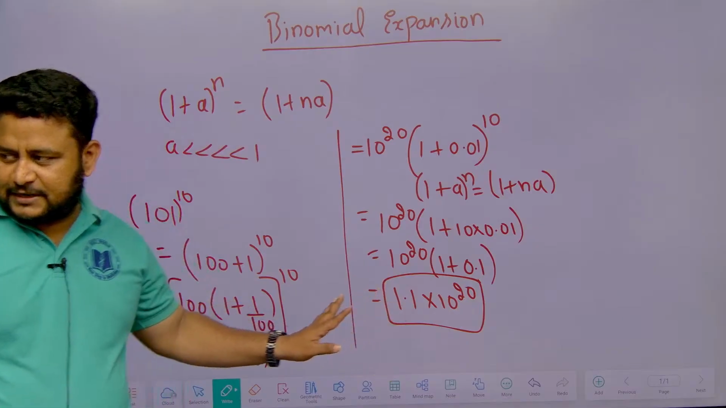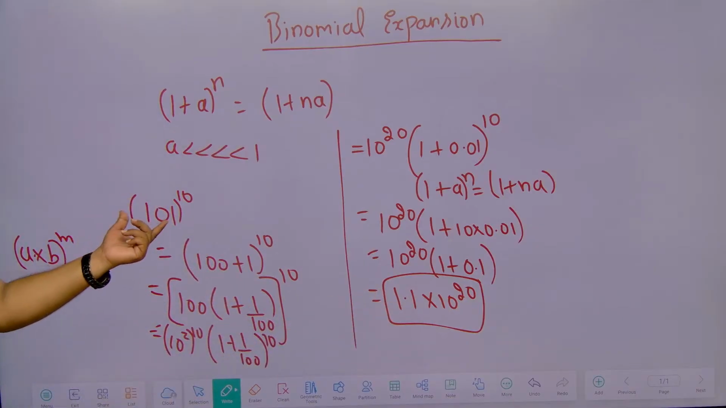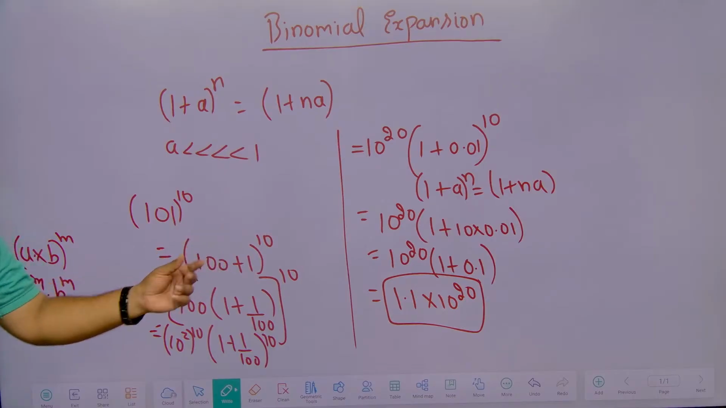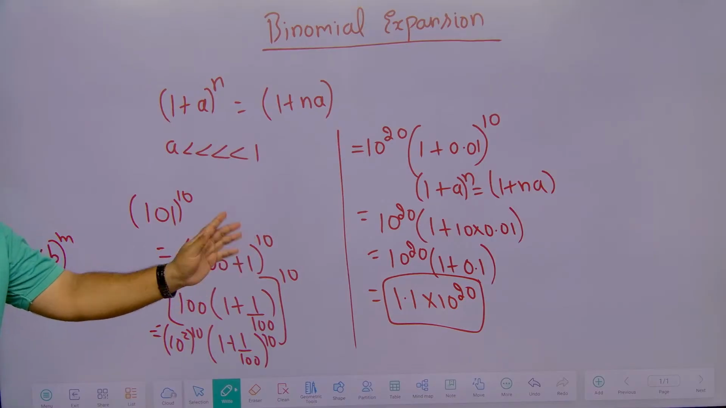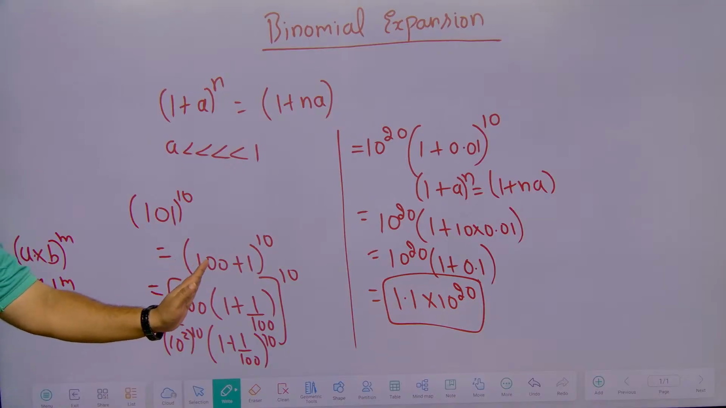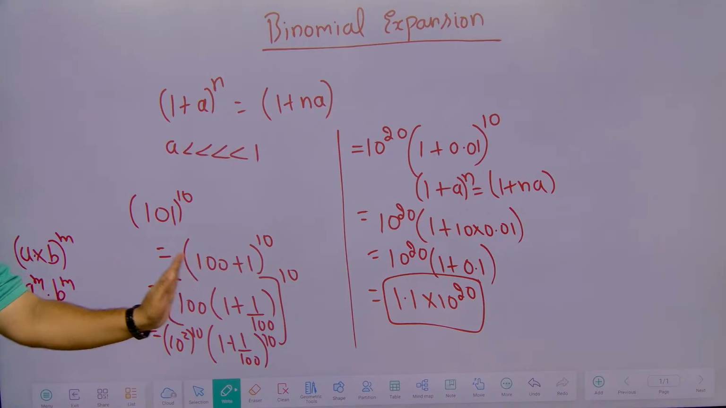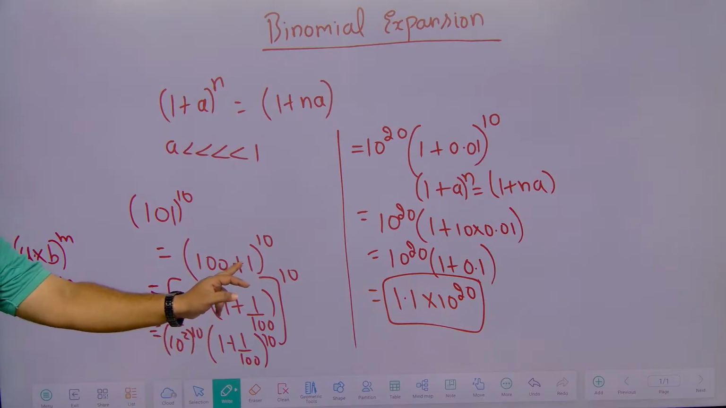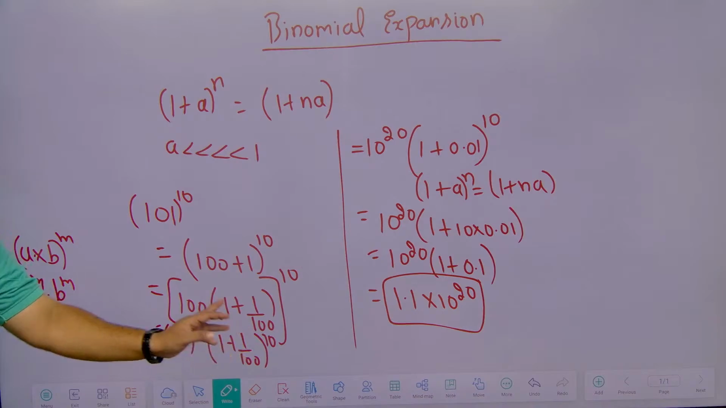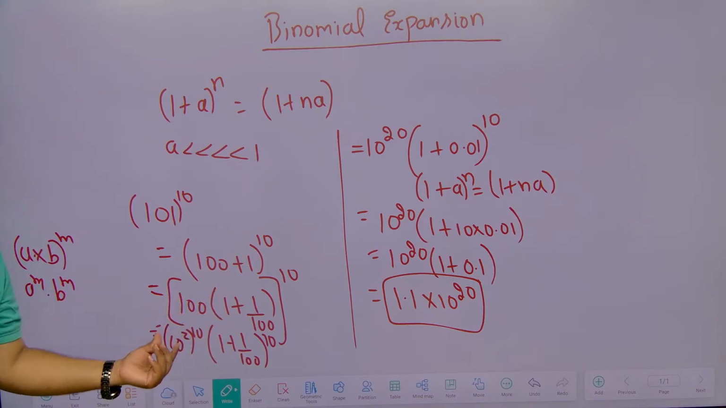Understood? Let me repeat again. See, 101 to the power of 10 is given. So I will write it as 100 plus 1, because it is close to 100, 100 plus 1 to the power of 10. Next, we take 100 outside. What happens? Here 1, here 1 by 100, and here 1 by 100. Then how can we write 100? 10 power 2, because 10 square is 100.